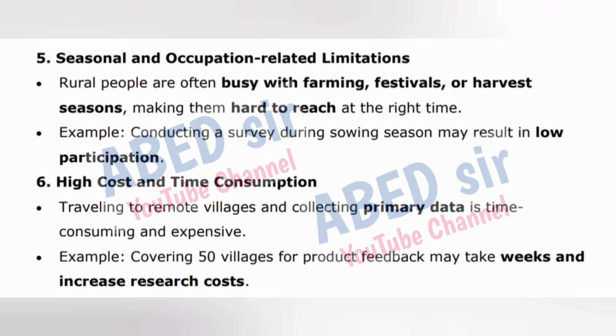6. High cost and time consumption. Traveling to remote villages and collecting primary data is time-consuming and expensive. Example, covering 50 villages for product feedback may take weeks and increase research costs.